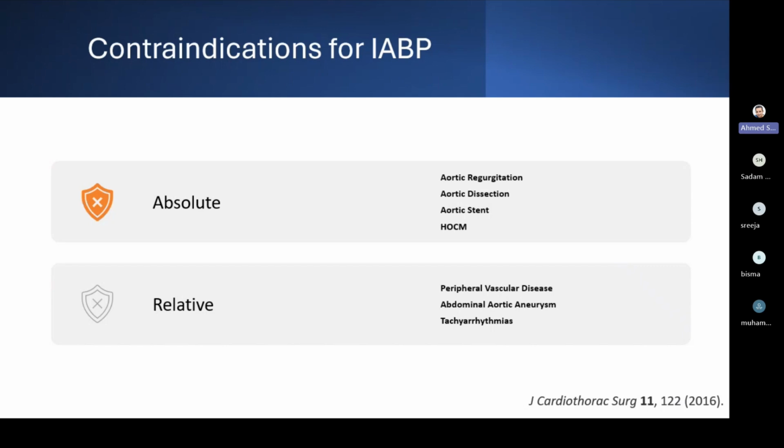The absolute contraindications of the intra-aortic balloon include moderate to severe aortic regurgitation, aortic dissection, aortic stenting, and hypertrophic obstructive cardiomyopathy. The relative contraindications are peripheral vascular disease, abdominal aortic aneurysm, and severe tachyarrhythmia.